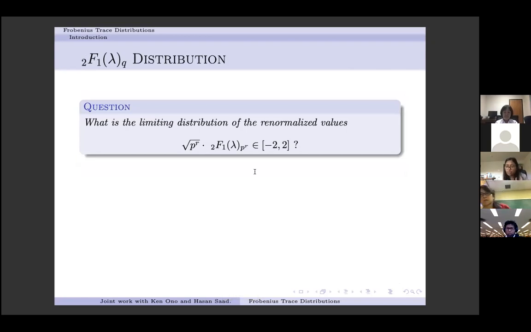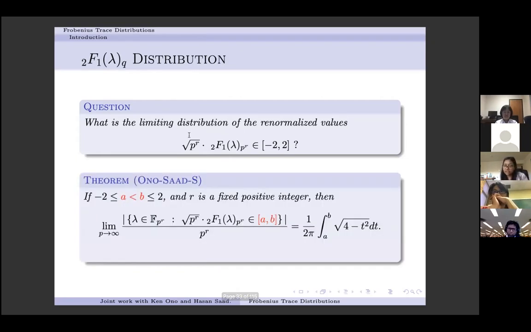So in our work, we would like to study these two functions, 2F1 and 3F2, and we would like to study their distributions. The first question that I would like to study is the limiting distributions for these 2F1 functions. To fix the range of this function, we consider the renormalized values of this function so that they lie in a fixed interval, which is -2 to 2. So we would like to study what could be their limiting distribution.